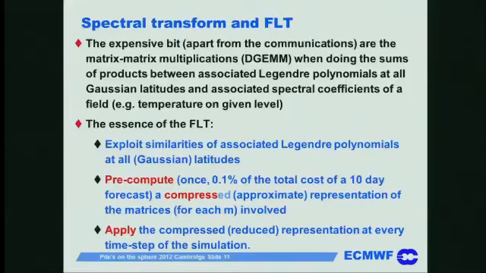The second stage is to compress, i.e. approximate representations of these matrices in these matrix-matrix multiplications for each m. In fact, the parallelization in spectral space is over the zonal wave numbers. They're all independent. So you do this only once at the beginning of the forecast. You can read this in from a file if you want. Then you apply the compressed, reduced representation at every time step of the simulation, essentially doing a lot less work when you do these matrix-matrix multiplications.